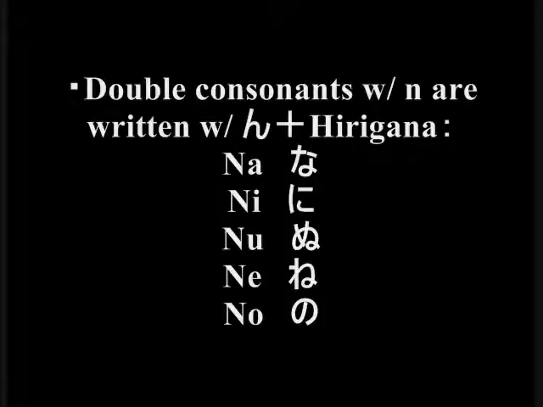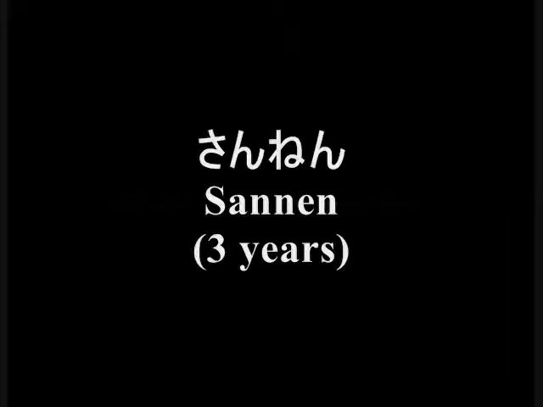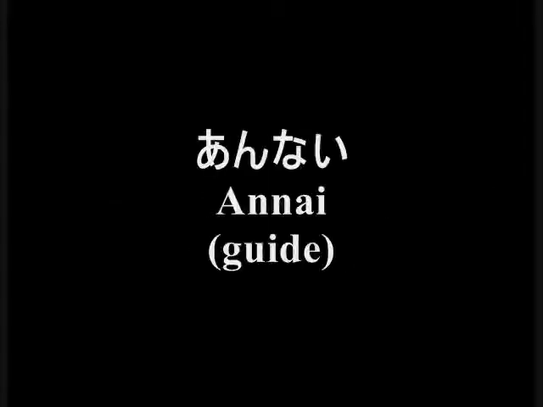Note that double consonant ends, as in san-nen, 3 years, are written with the n syllable plus a hiragana with an initial n sound, either na, ni, nu, ne, or no. For example, san-nen, 3 years. Annai, guide.